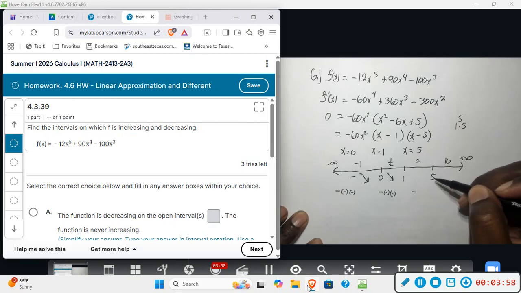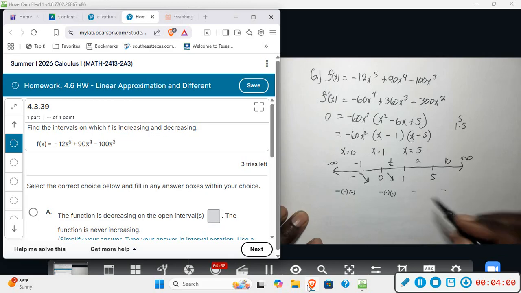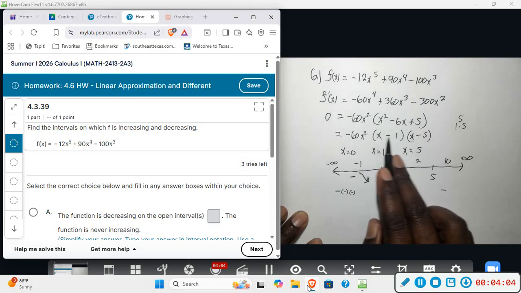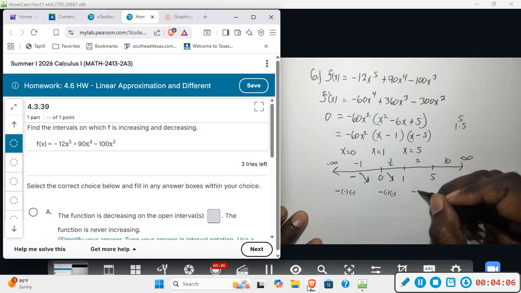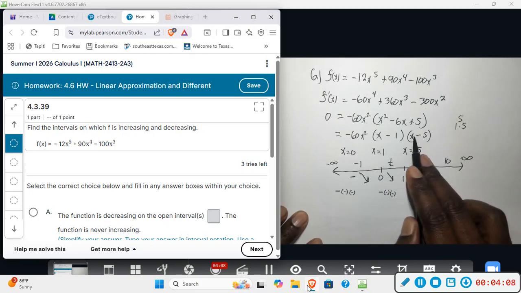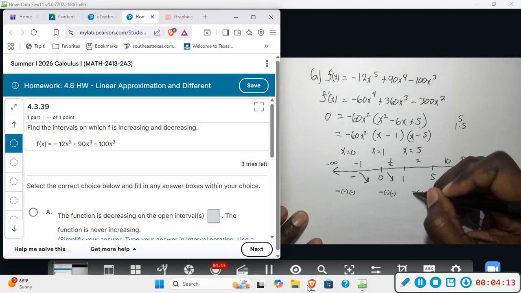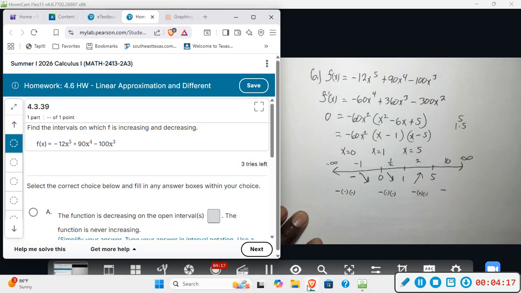Between 1 and 5, we'll use 2. Again, the first sign is negative. Plug in a 2. It will become positive. And then plug in a 2 here. That still is negative. So we get a negative times a negative is a positive. So it changes to increasing here.